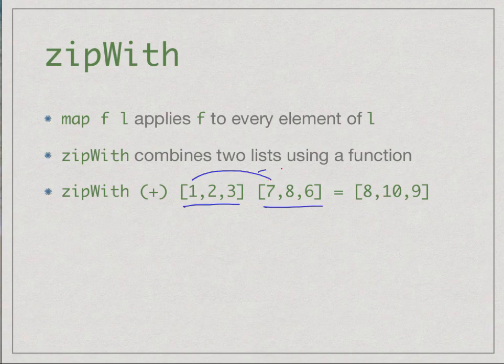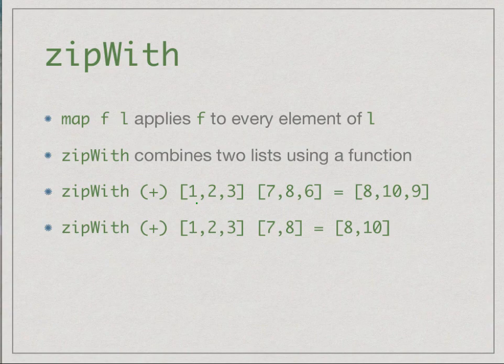So it will say 1 plus 7 is 8, and then it will say 2 plus 8 is 10, and then it will say 3 plus 6 is 9. Right? So it gives us element by element. Position by position, it evaluates this function on the corresponding elements in the two lists. Now if the lists are of unequal length, then it will stop when the shorter list runs out.